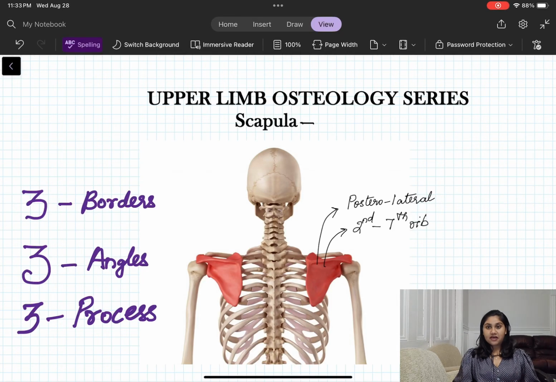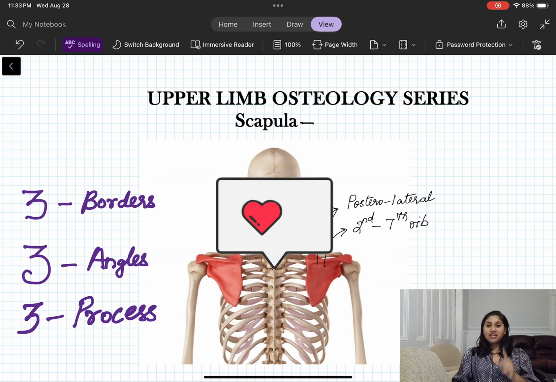Today we will be seeing about the osteology of scapula.